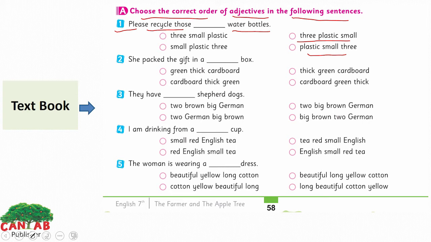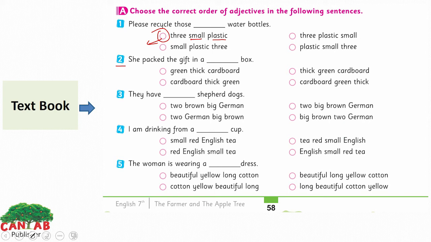You can go through the order of adjectives first and then do the exercise. It's very easy if you follow the order first. So here we have the right option. Yes, 3 is the number or quantity, small is the size and plastic is a material. So this one is right: the 3 small plastic water bottles.